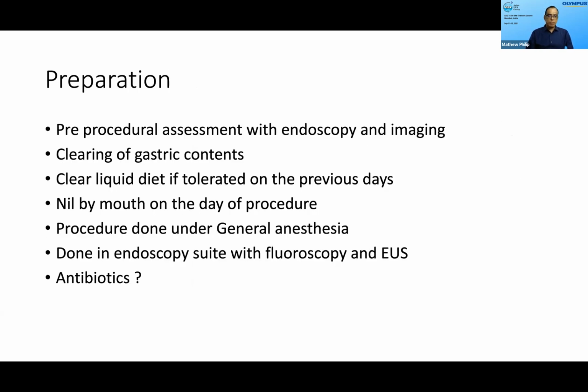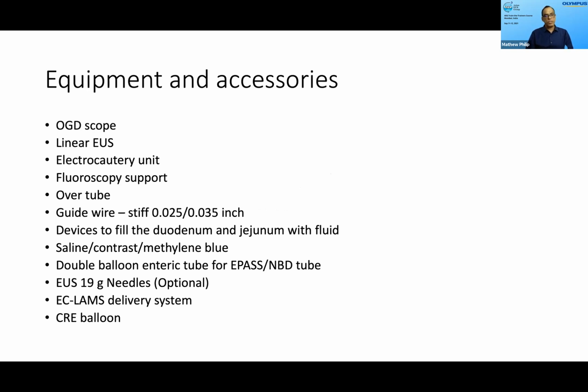How do you prepare this patient? Pre-procedural assessment with endoscopy and imaging is essential because they have gastric outlet obstruction. Clearing of gastric contents is very important. Otherwise, you may not be able to do the procedure on the day. So you have to put these patients on a clear liquid diet and soft diet if tolerated on the previous days. Nil by mouth on the day of the procedure, and the procedure is always done under general anesthesia. It should be done in an endoscopy suite with fluoroscopy and EUS facilities. Regarding antibiotics, the choice varies, but I usually give one shot of antibiotic prior to the procedure.